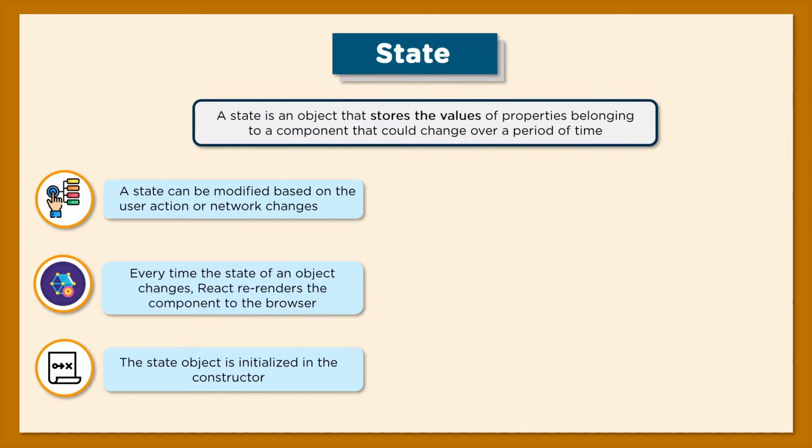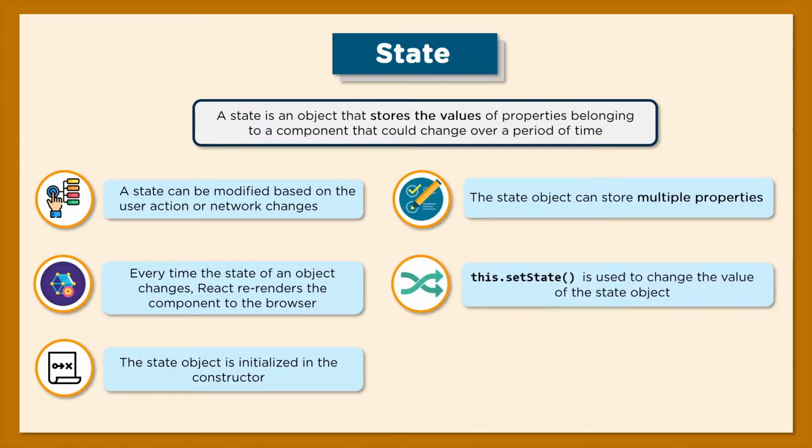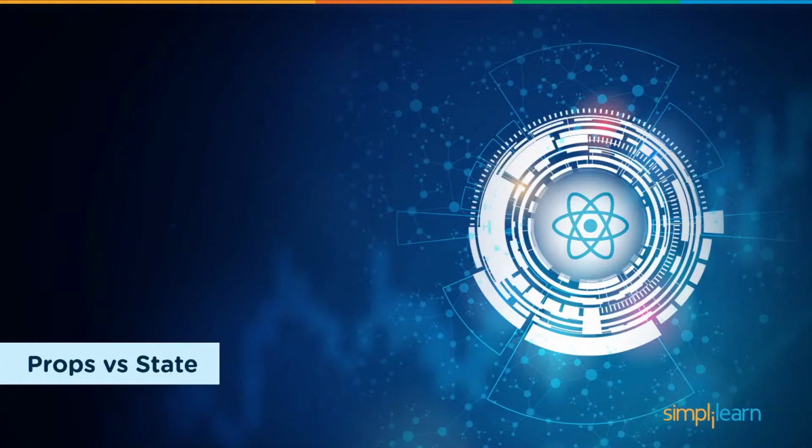The state is initialized in the constructor. A state can also store multiple properties. A method called setState is used to update the value of the state object. Now this function performs a shallow merge on the new and the previous state. Conventionally, a shallow merge ensures that the previous state values are overwritten by the new state values. Moving on, in our previous video, we learnt about props.